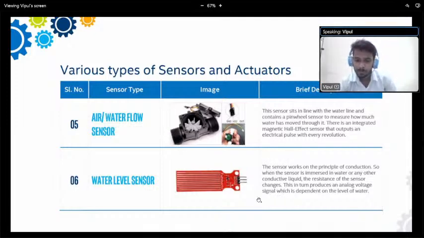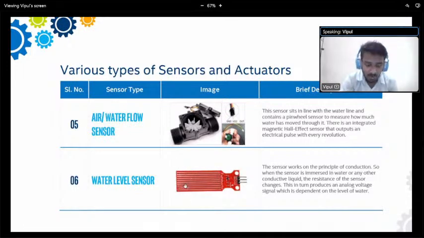Okay. So what happens exactly? How is the principle of that, let's see. The sensor works on the principle of conduction. So when the sensor is immersed in the water or any other conductive liquid, the resistance of the sensor changes. This in turn produces an analog voltage signal, which is dependent on the level of water. So suppose the water depth is this much. Does water conduct? Can current flow through the water? Yes, the water conducts.